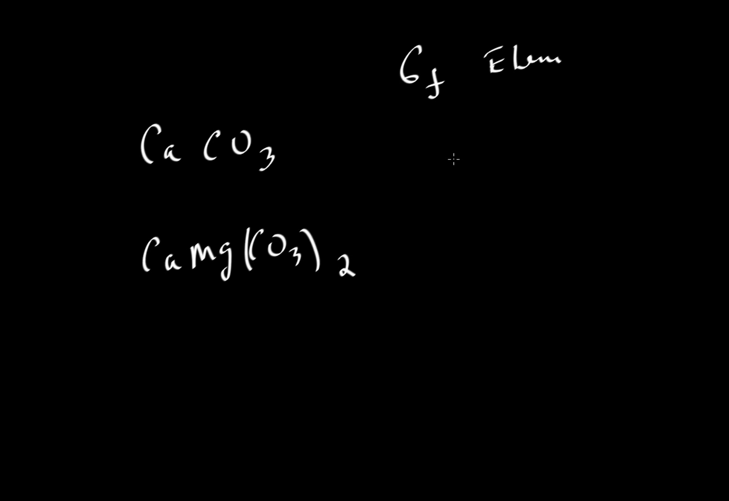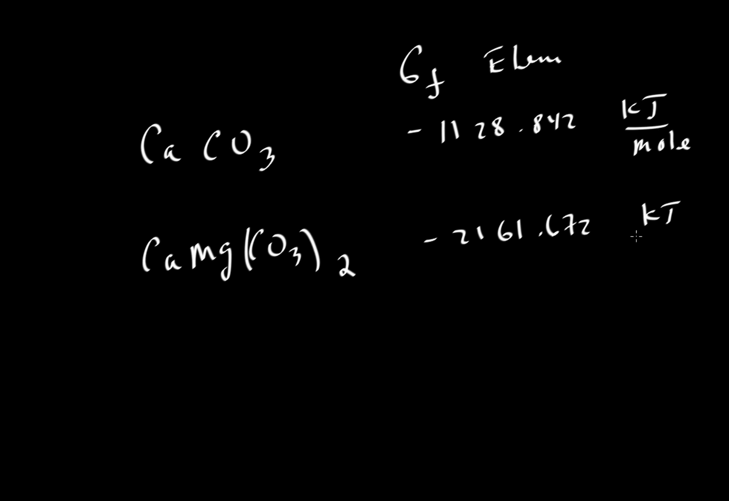Now the Gibbs free energy of formation for calcite is listed in Robiodol as minus 1128.842, and that's in units of kilojoules per mole. And here we have for dolomite minus 2161.672 kilojoules per mole. So what we've done is we've taken energy here and we've divided it by the size of the system, where the size is defined as 1 mole. So in this case, it's not just energy, but it's molar energy.